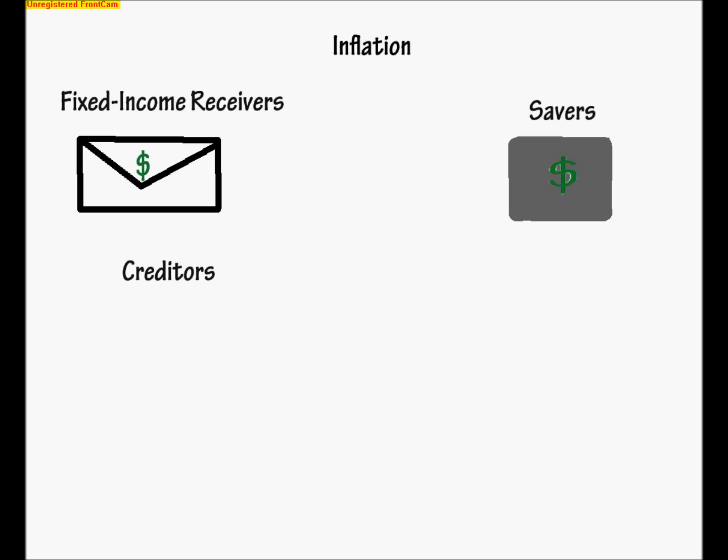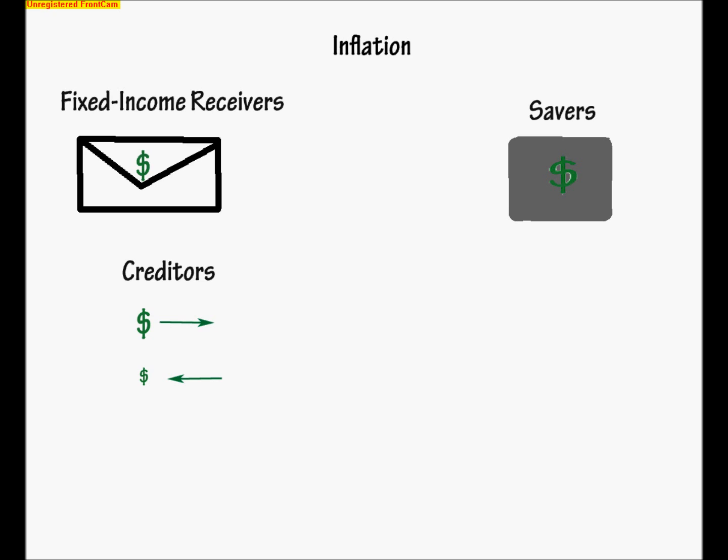Creditors loan out a certain amount of money and expect that same amount of money back. So when we don't take into account interest for a moment, when inflation occurs, they actually lose money. While they're still getting the same number of dollars back, the actual value of those dollars is less. They're not actually getting the same value back that they loaned out.